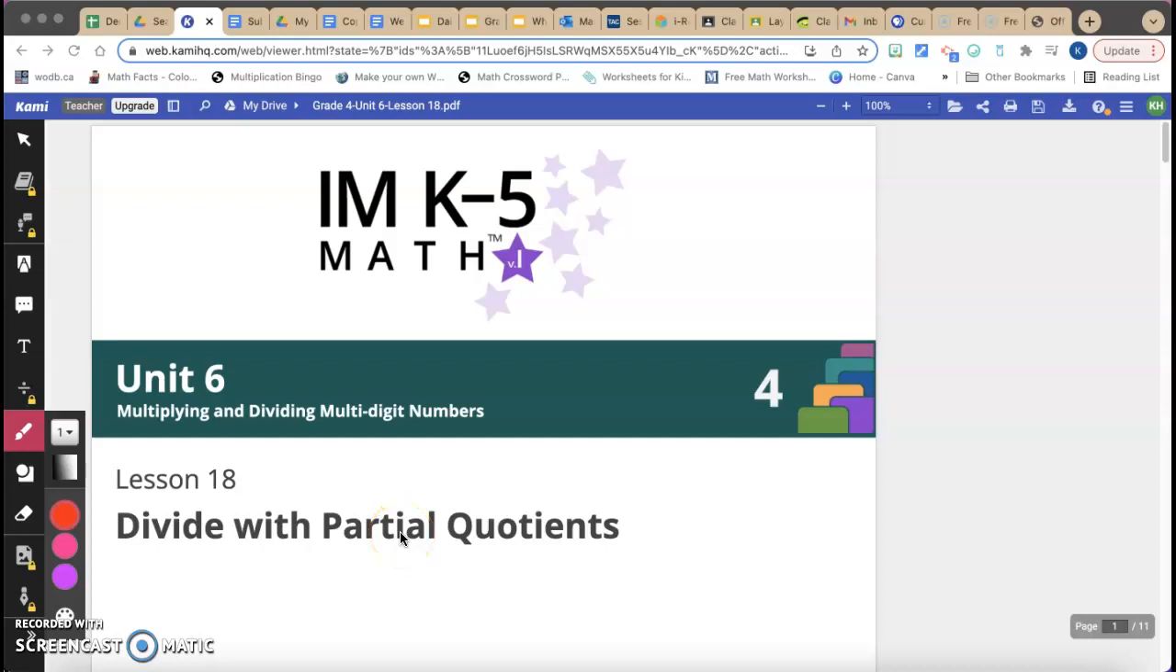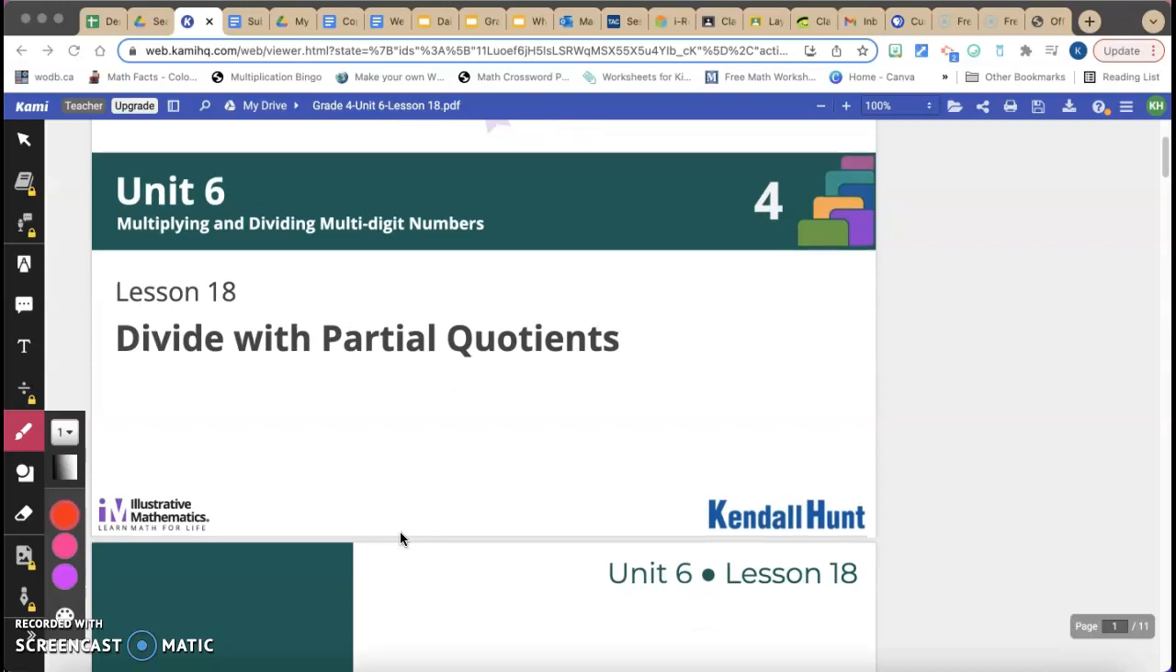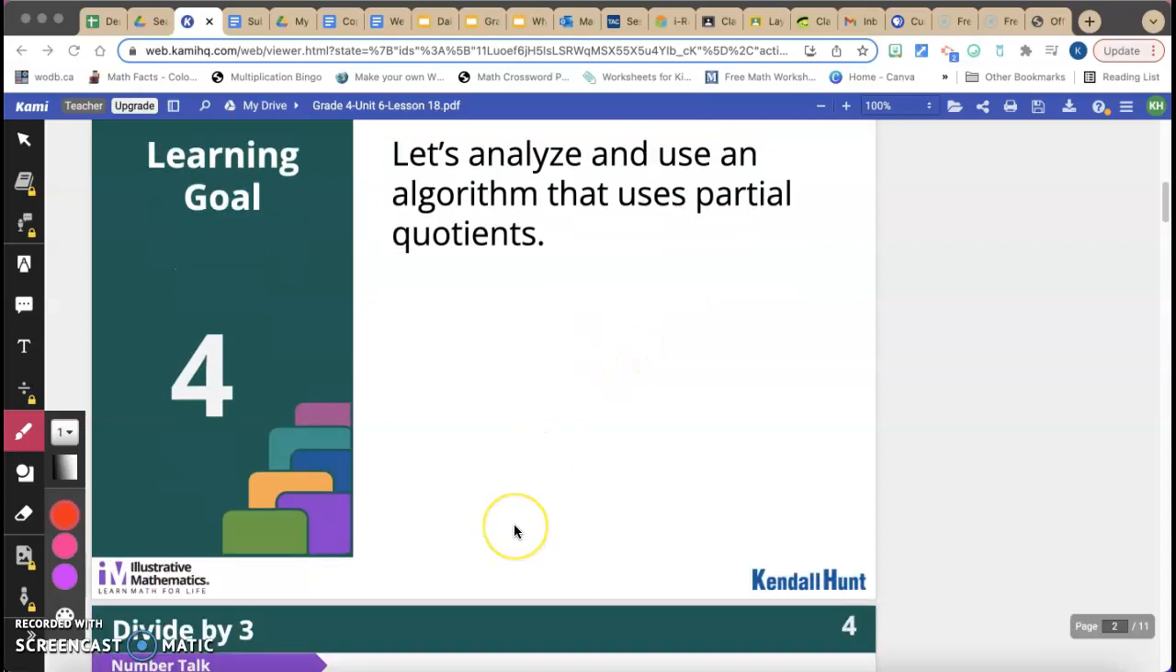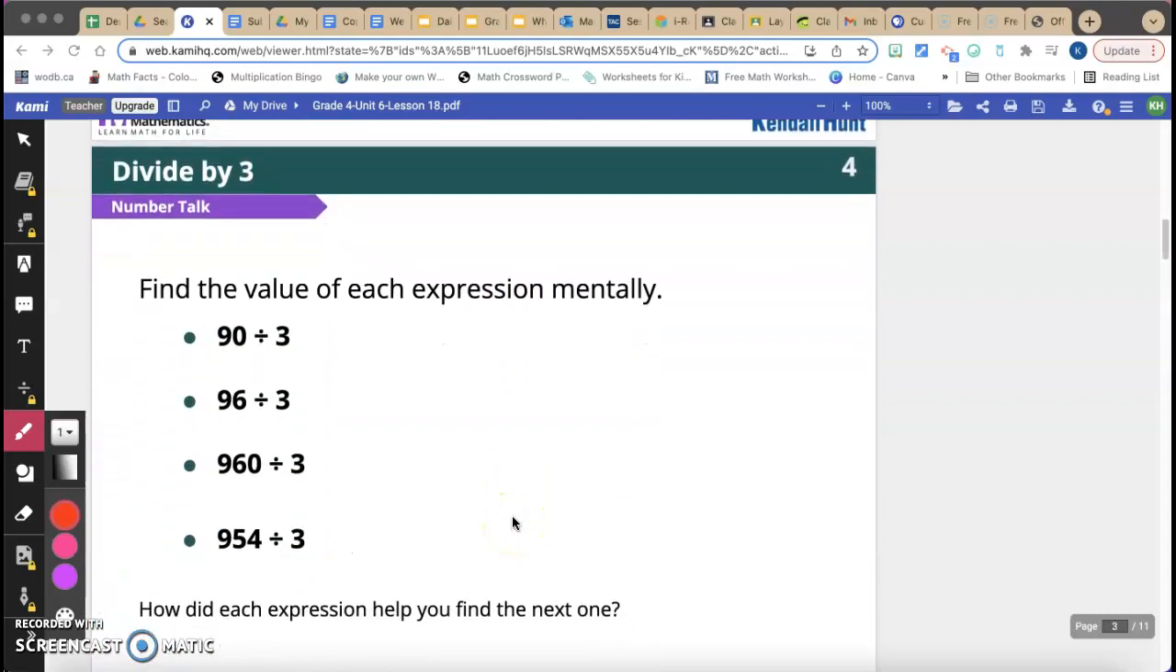Hello, my friends. So today we're going to continue what we've been learning about dividing with partial quotients. We are on lesson 18. So let's analyze and use an algorithm that uses partial quotients. So we're going to do a number talk, and our number talk is dividing by 3.